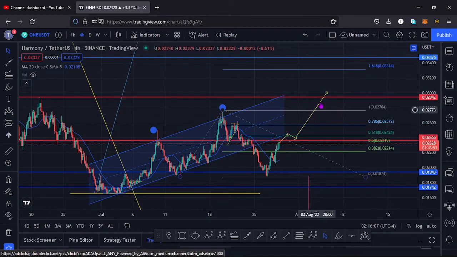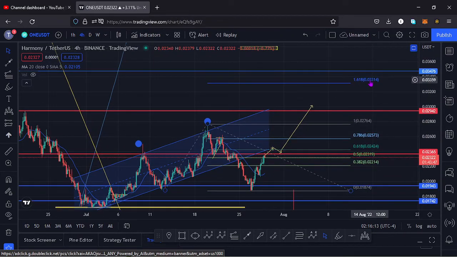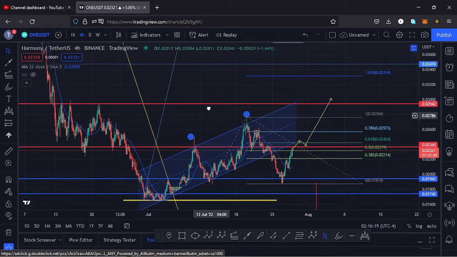If we continue pushing to the upper side and we break above this key area of resistance, it's possible that we might get to around the $0.03314 mark, basing it on the trend-based Fibonacci's. So let's be patient and see how that plays out.